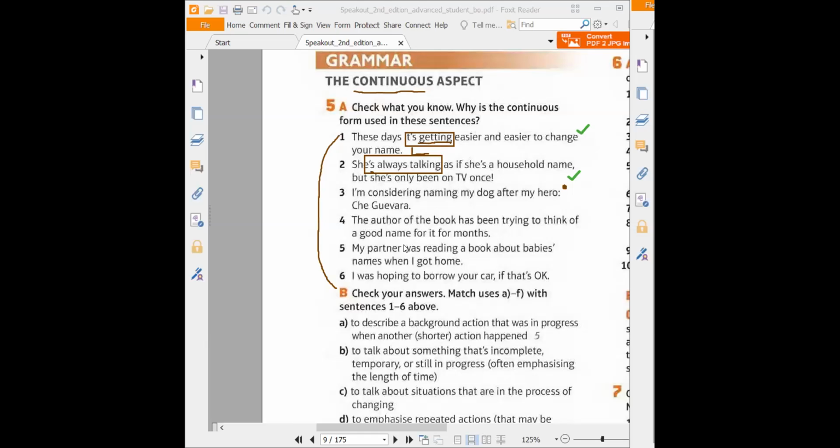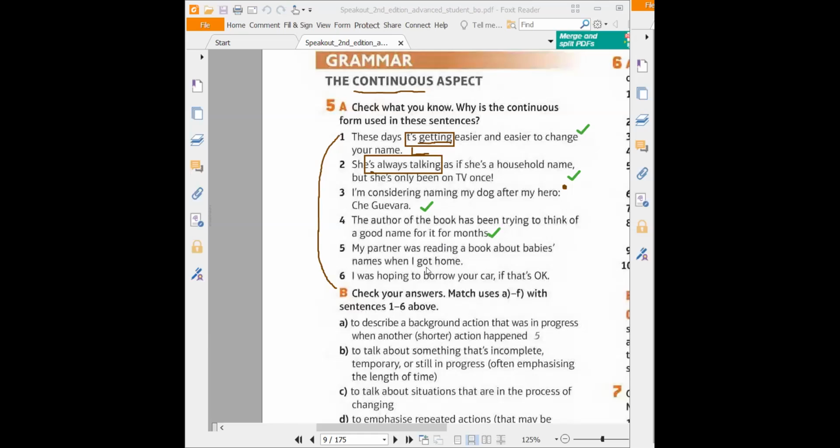I think because it's an incomplete action. He hasn't named his dog yet, so he's still thinking. Well, yes, the progressive. You show the progressive here, the continuous. Right. The author of the book has been trying to think of a good name for it for months. Again, here we use it because we have a continuous period of time, for months.